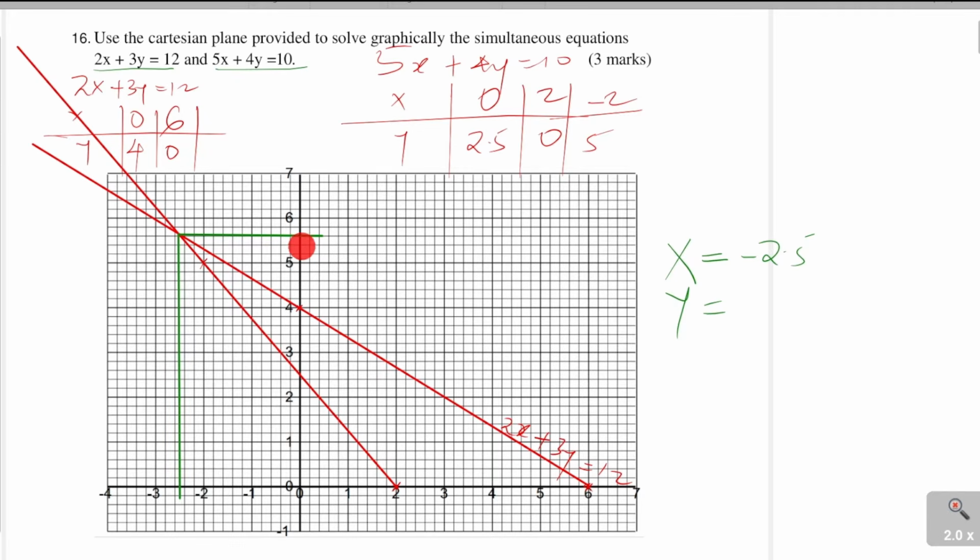So 0.2, 0.4, 0.6, and therefore we've given the solution, because it's supposed to solve the simultaneous equation graphically. So the x coordinate of the point of intersection is negative 2.5. The y coordinate of the point of intersection is 5.6.